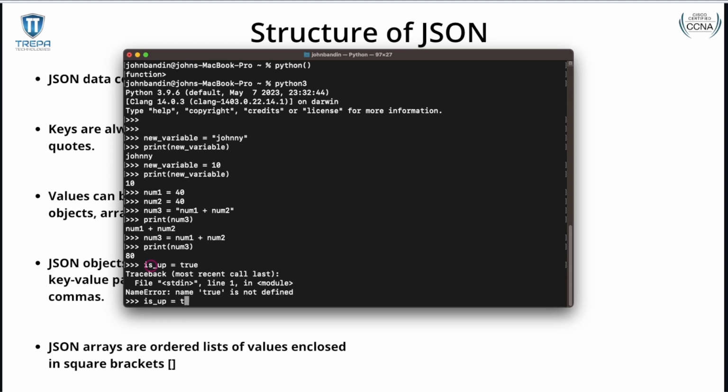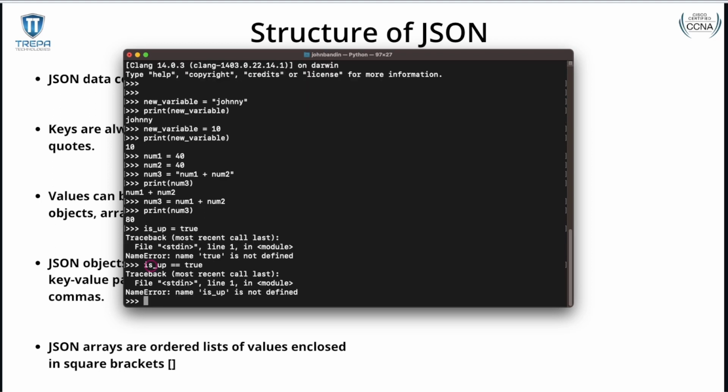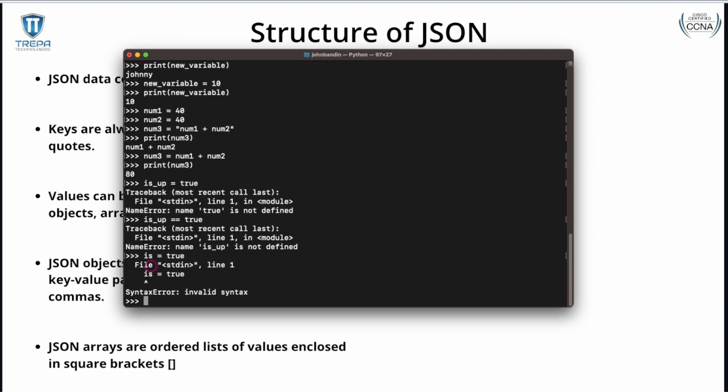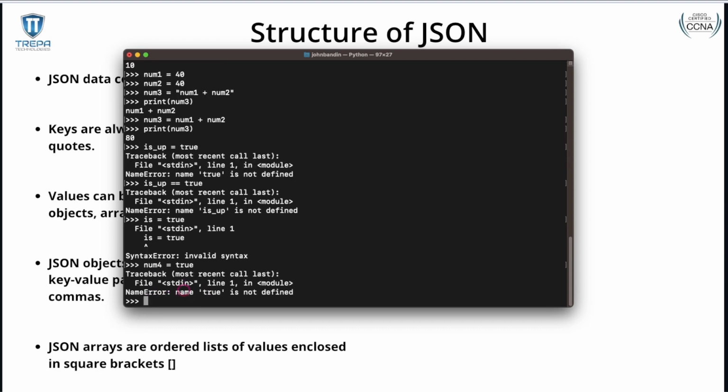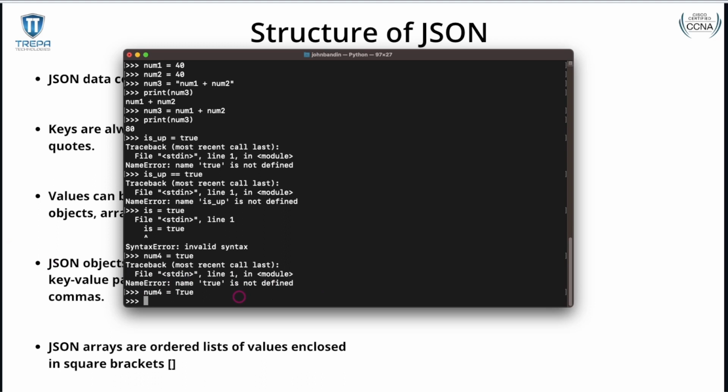What if I just put an extra one there? It still says is up is not defined. What if I did is equals true? It still says invalid syntax. So now let's try this: num4 equals true. It still says it's not defined. And why is that? Because this is a Boolean value. So if we type in this, now let's see what we got.